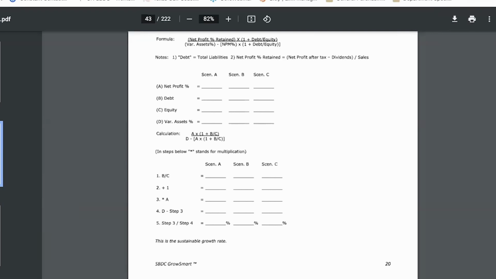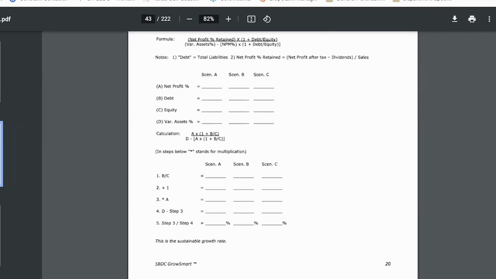And we're going to stay at 90% variable asset percent. So D will be 90%. Net profit is 20%, debt is 50, equity is 50, variable asset percent 90%. So before you calculate this, what have we done? We doubled our net profit percentage. We're thinking we're going to be twice as profitable.